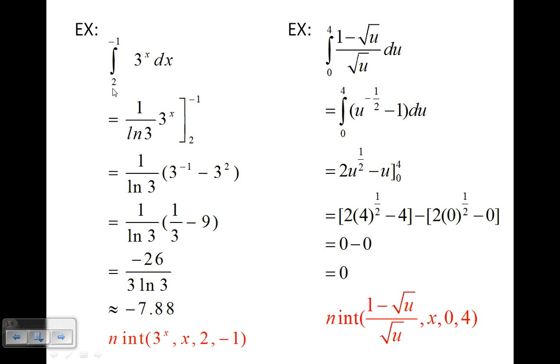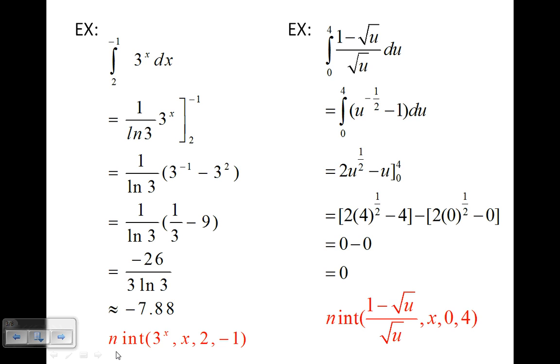And then my limits go from 2 to minus 1. So bottom number 2, top number is minus 1. I plug in the minus 1 first, subtract, and then plug the 2 in. I left the 1 over ln of 3 out in front since that's just a constant. There's no variable in there, so I just pull that out in front. So I plug in the top number minus, plug in the bottom number, and I simplify this all the way down, and then a nice little decimal here at the end.